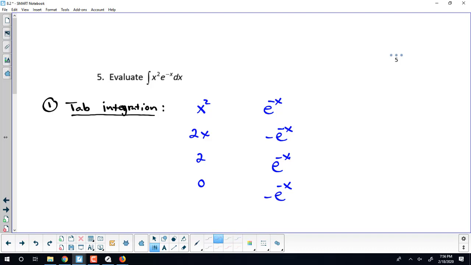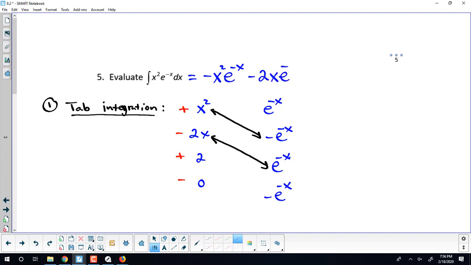Okay. Alternate the sign, start with positive, negative, positive. Cross multiply. We've got a positive x squared times a negative e to the negative x. We have a negative x squared e to the negative x as our first term. Cross multiply again, negative 2x times e to the negative x gives us a negative 2x e to the negative x.